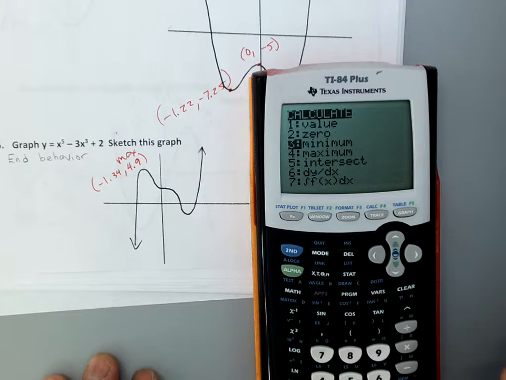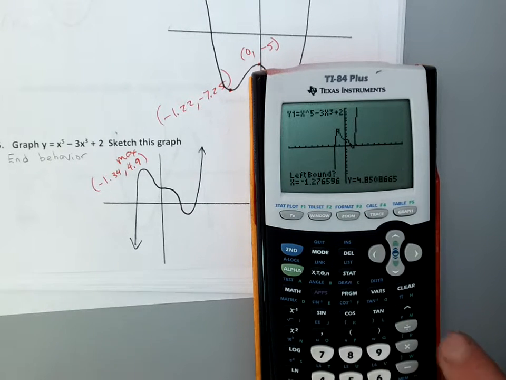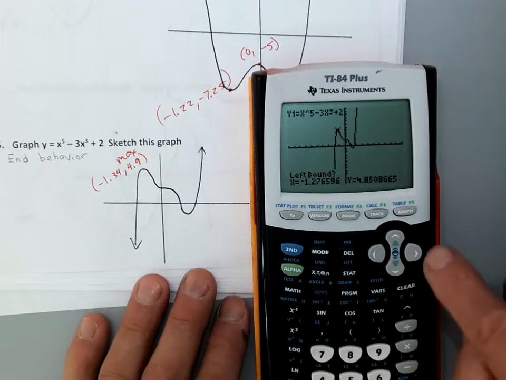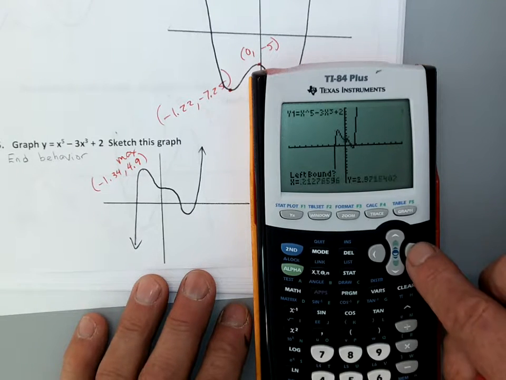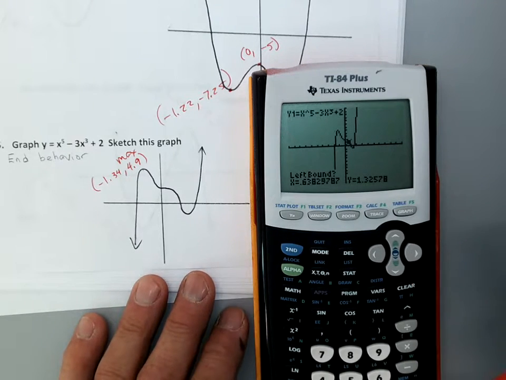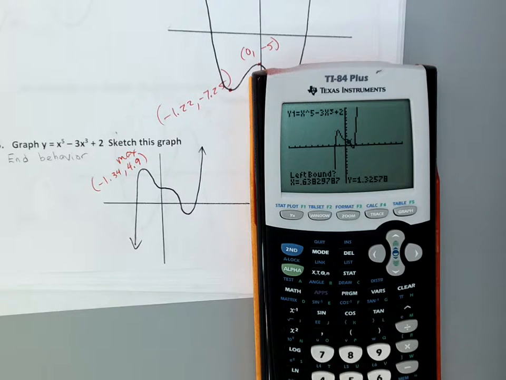Okay, tell me when you're with me. You good? Enter. Now you have to tell it where the minimum is, so it needs a left bound. Left of my minimum would be maybe right around here, right? So I'm left of it. See, it's blinking. So I'm right here.